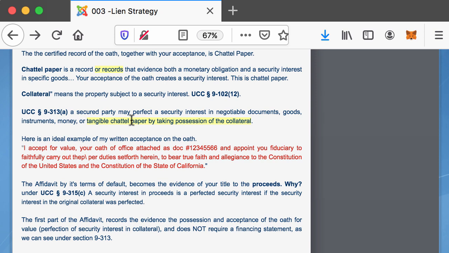So again, the reason why we want to perfect a security interest is because ultimately we want to make sure our contract has enforceability under the Uniform Commercial Code, because the Uniform Commercial Code is used to determine what type of rights and interest a creditor has against a debtor or a debtor's property when he's holding a contract. That's why we're lining all of this stuff up. But if you look up UCC 9-313, paragraph A, let's look it up, I'm going to show you something that I kind of noticed here.